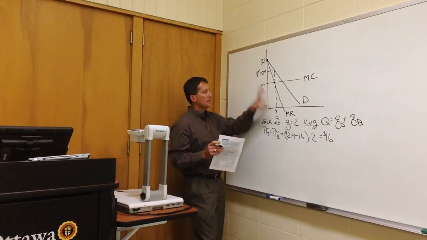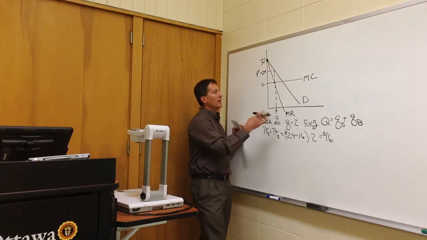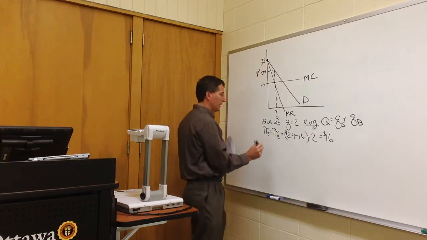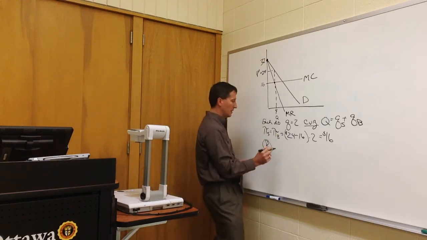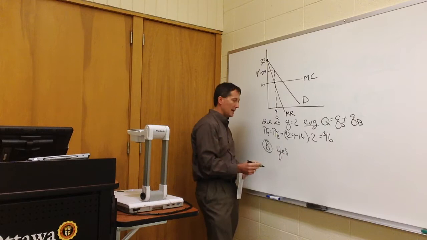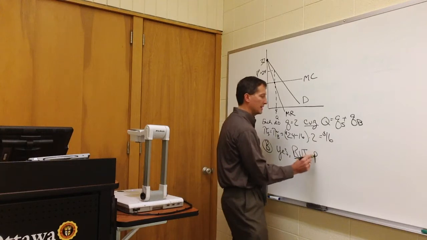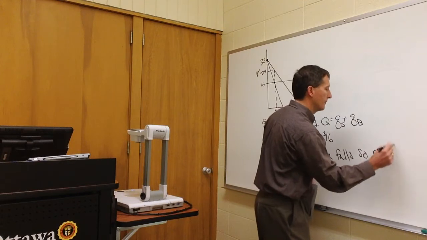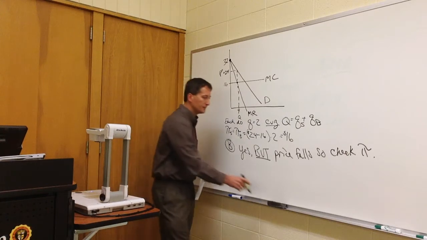But now, let's play it all the way through, which is where we left off. Because when they cheat, what happens to price? It goes down. So we've got to factor that into the equation. So do that now. Start working on that. So part B was having the price go down. So yes, but price falls, so check profit to make sure that they really do have an incentive to cheat.